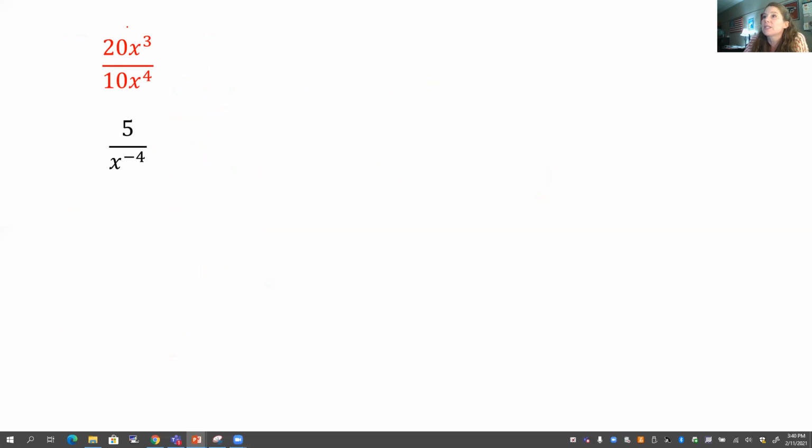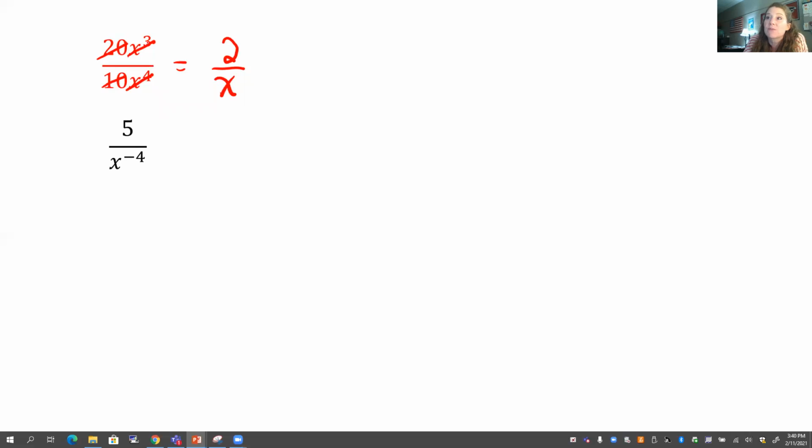All right, so what about this one? Well, we're going to divide 20 by 10. 20 divided by 10 is 2. 2 is a 2. It's not 1/2, right? It stays in the numerator. But I have more x's in the denominator. So when I subtract 3 and 4 and get 1, I know there's more x's in the bottom. So my x stays in the bottom.